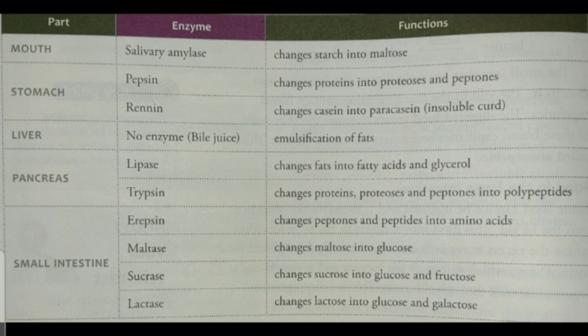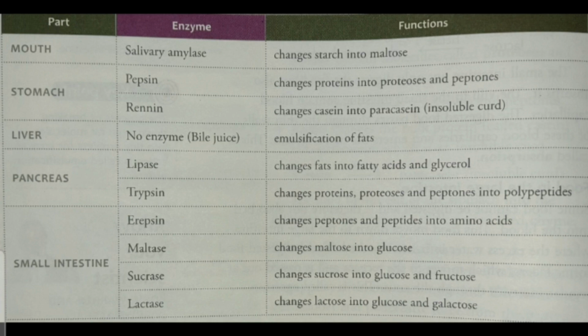So at the left, the first part is the mouth. When we consume food from outside, it first comes to our mouth. The enzyme present here is salivary amylase. What is the function of salivary amylase? It changes starch into maltose. After the mouth, after the chewing and bolus forming, with the help of the esophagus and pharynx, the food comes into the stomach. So the next part is the stomach.